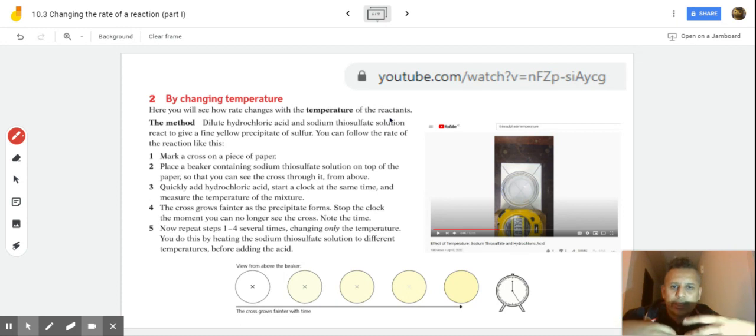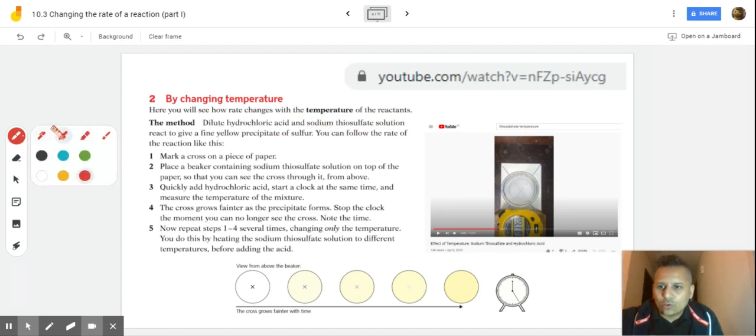kept the same, and this actual reaction is a slightly technical reaction in the sense that you do produce quite a few products. And the good news is that you don't actually have to understand or recall the actual equation, but what you do need to appreciate is that one of the products is an insoluble yellow precipitate called sulfur. So when you have dilute hydrochloric acid reacting with sodium thiosulfate solution, that actually makes a yellow precipitate called sulfur. Let's keep it yellow here, okay?